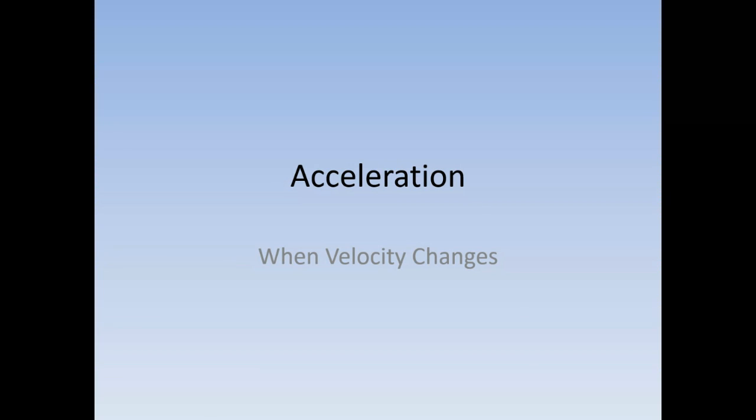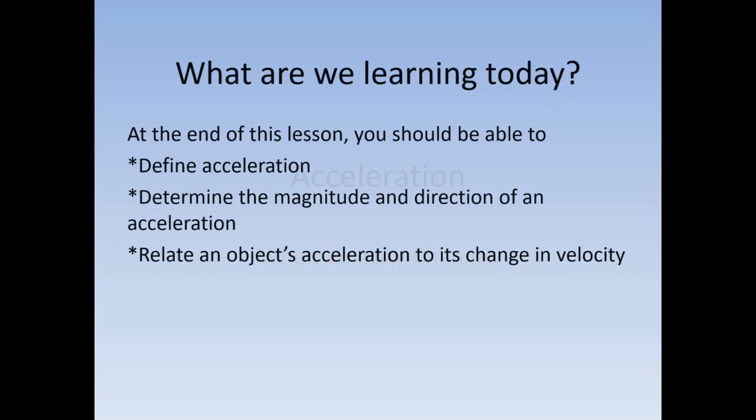Now that we have seen some of the ways in which an object can change its velocity, we want to define this property in more detail. So at the end of this lesson, you should be able to define acceleration, determine the magnitude and direction of an acceleration, and relate an object's acceleration to its change in velocity.